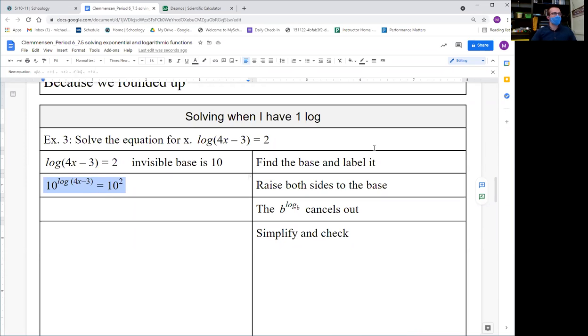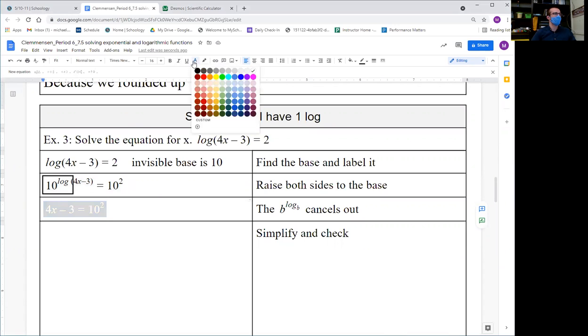Now there's a cool fact in our math facts that if the base right here and the base right here match, they will actually cancel out and we will be just left with this 4x minus 3 part. That's what we're talking about with the b to the log base b canceling out. If these two match up top right here and down here, that little invisible 10 right there, then we will actually end up with just having 4x minus 3 equals 10 squared.